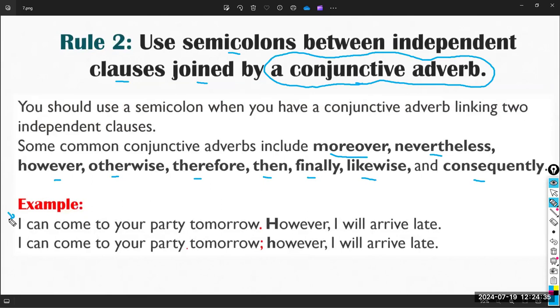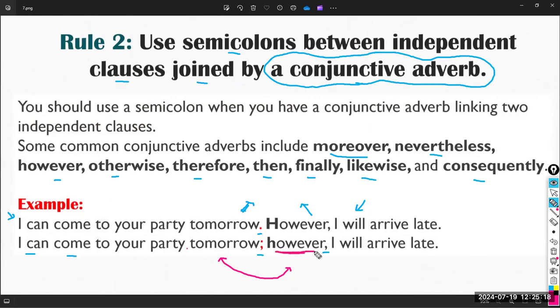So the example that we have: I can come to your party tomorrow. This is a simple sentence. However, I will arrive late. This is sentence number two. So I can join these two sentences by using one of the conjunctive adverbs. So notice it is the same example when I want to say: I can come to your party tomorrow; however, I will arrive late. So notice that here we have two independent clauses, and this is the conjunctive adverb.